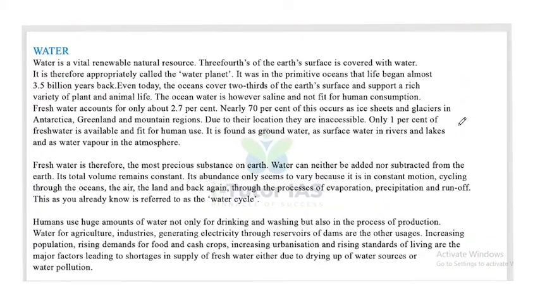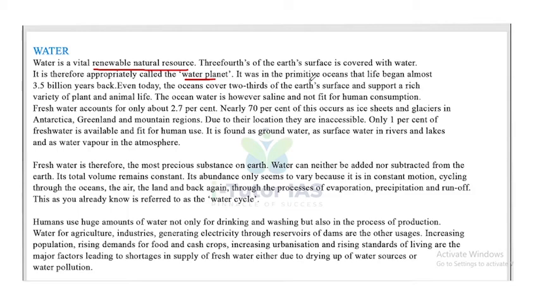Now moving forward. Next one is water. We know water is an important component for our life. It's a vital renewable natural resource. We already discussed in the previous class about natural resources and other resources. Three-fourths of the Earth's surface is covered with water. It is therefore called the water planet.